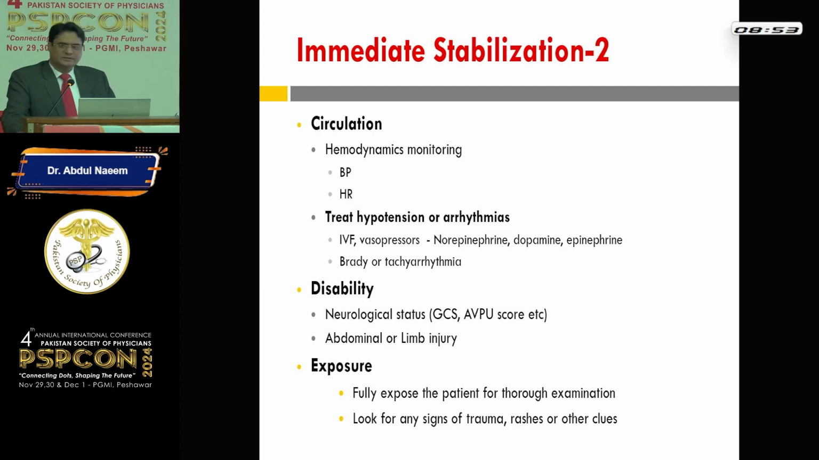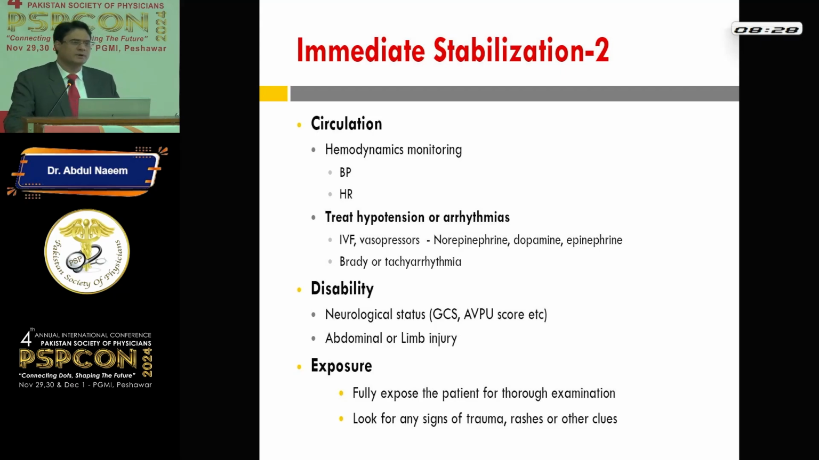Then you assess for disability because these are the basic steps for saving a life. Now the disability, you assess the conscious level. There are different scores being used, Glasgow scale. Whatever you are competent with, you can use that one. FOUR score, there's another one, this AVPU score, this one you can use. Whatever is comfortable for you, you can use.